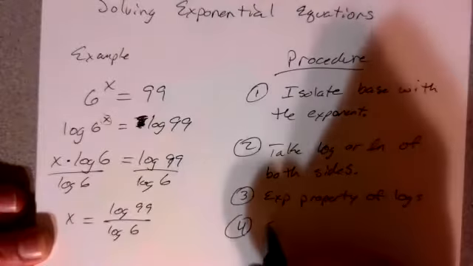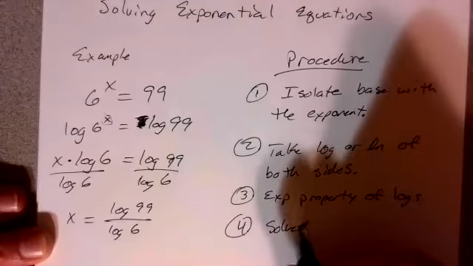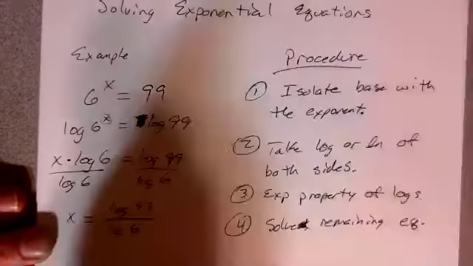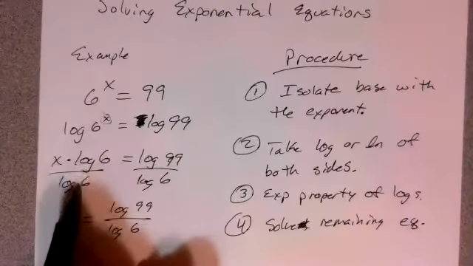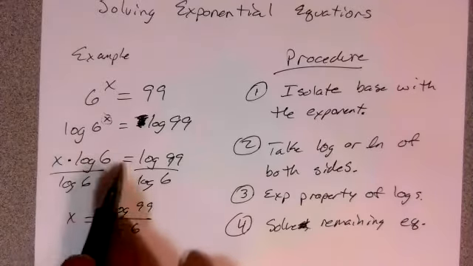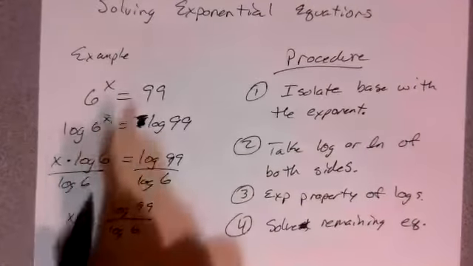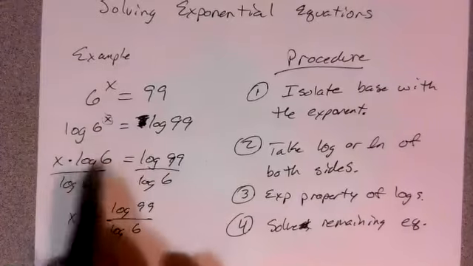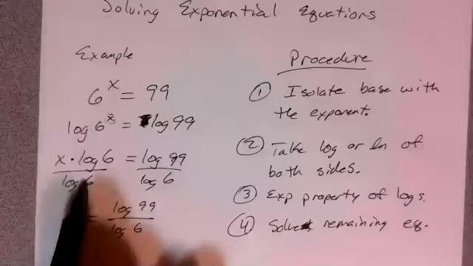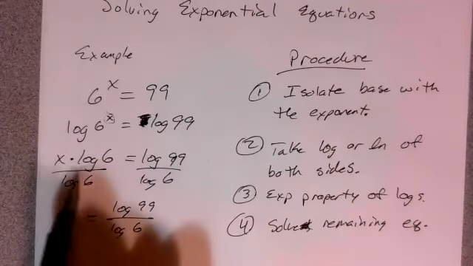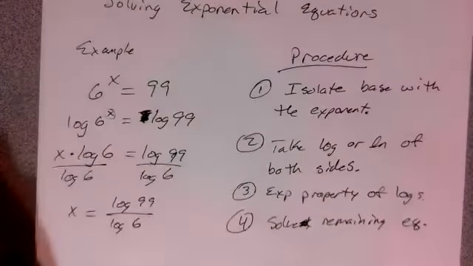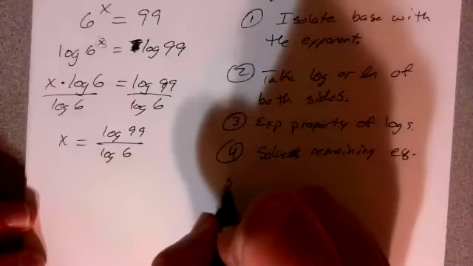And what I did there is I solved the remaining equation. Now, the log of a number is a number, and I am treating it like a number. If this said 7x equals 28, you would divide both sides by 7, right? So the variable times a number equals a number, I'm going to divide by that number. So treat the log of a number like a number.